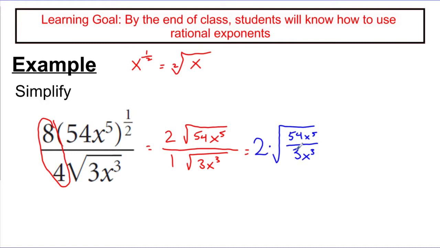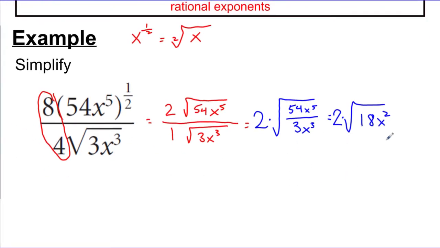I did that because I recognize that 54 divided by 3 works out really nicely. 3 goes into 5 one time, and 3 goes into 24 eight times, so it's 18. I can also do the same thing with my variables. x to the 5th and x to the 3rd divide nicely into an x squared, and again that 2 is sitting out front being multiplied by this expression. Okay, and so now this is a very simple problem.